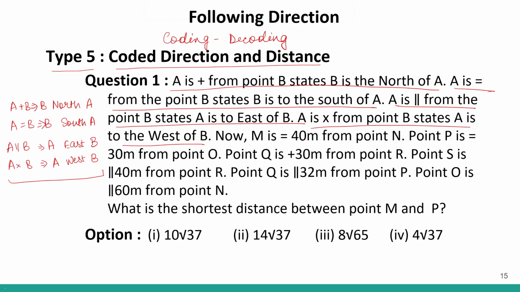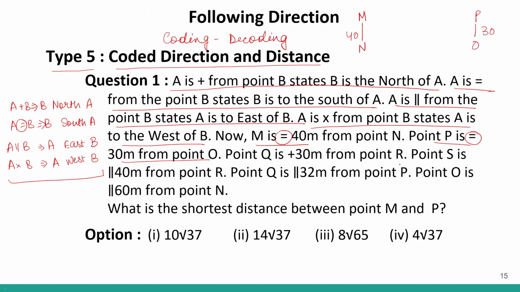Now let us start solving the question. M is this symbol. This symbol means south. So N will be south of M by 40 meters. Okay. Then point P, similar use of symbol, is 30 meters. Then O. So O will be south of P by 30 meters. We'll join this later with the main diagram.